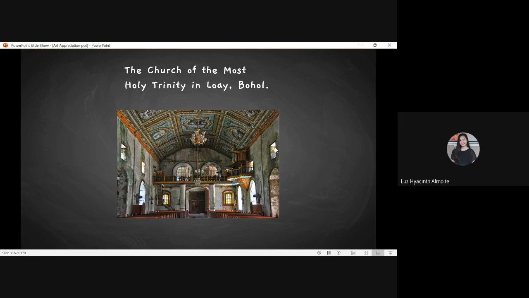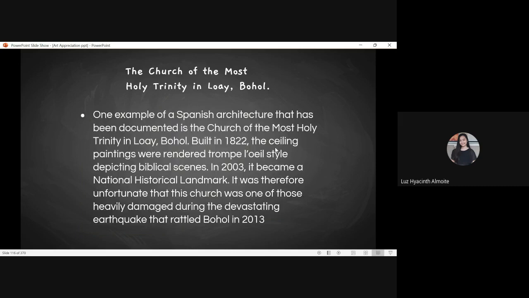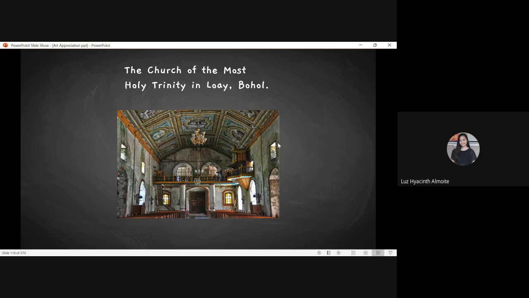So, for example, here is the Church of the Most Holy Trinity in Loay, Bohol. One example of Spanish architecture that has been documented is the Church of the Most Holy Trinity in Loay, Bohol. This was built in 1822, where you can see the ceiling paintings were rendered in a style depicting biblical scenes. In 2003, it became a national historical landmark. Imagine, it was built in 1822 and became a national historical landmark in the year 2003.